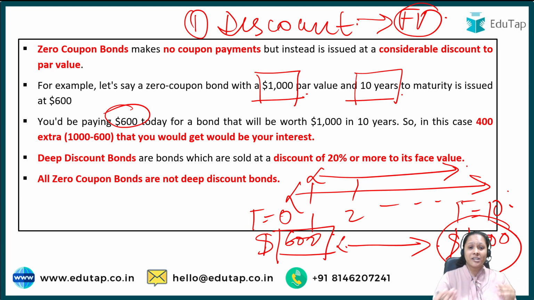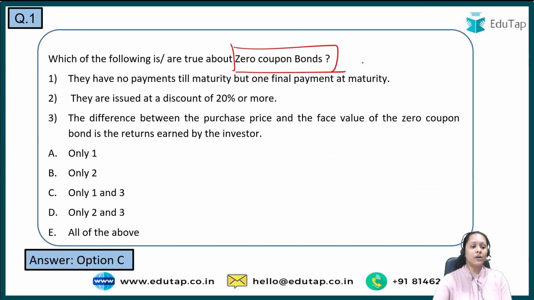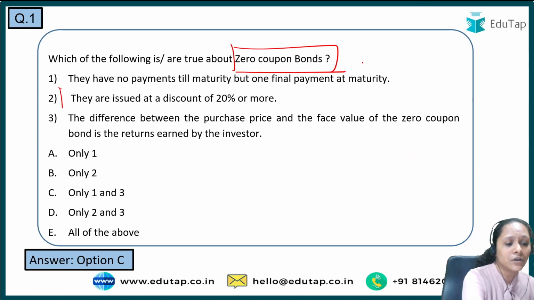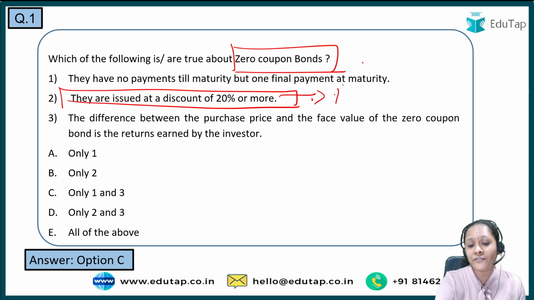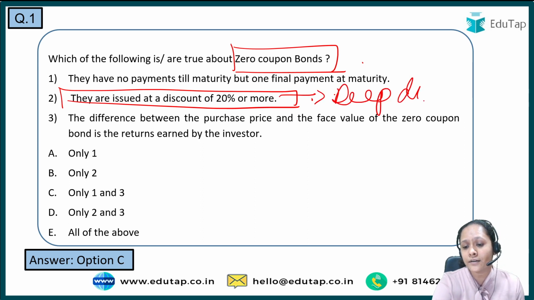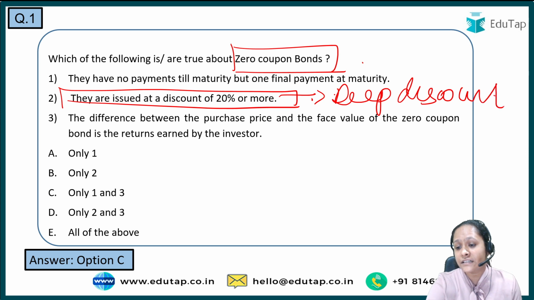मतलब अगर किसी बॉन्ड का 2-3 साल मेच्योरिटी पीरियड है या 4-5 है तो these bonds have a higher maturity period. Now, why is statement 2 wrong? Statement 2 says that these bonds are issued at a discount of 20% or more. This definition is of a deep discount bond. ठीक है? Deep discount bonds are issued at a discount price of 20% or more.